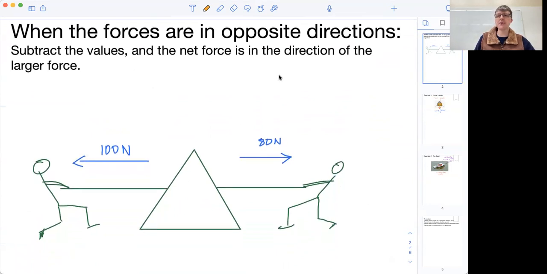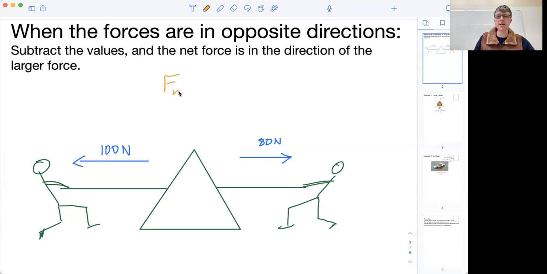All right, and when the forces are in opposite directions, we subtract the values, and the net force is in the direction of the larger force. So now we have these two folks that are trying to pull on this triangular shaped object. This person is pulling with 100 newtons to the left, and this person is pulling on the rope with 80 newtons to the right. So since they're opposing each other, we are going to subtract those forces. We're going to take 100 minus 80, and that's 20. So we have 20 newtons.